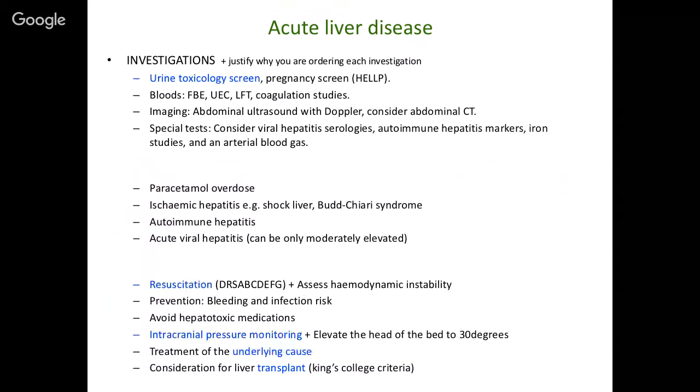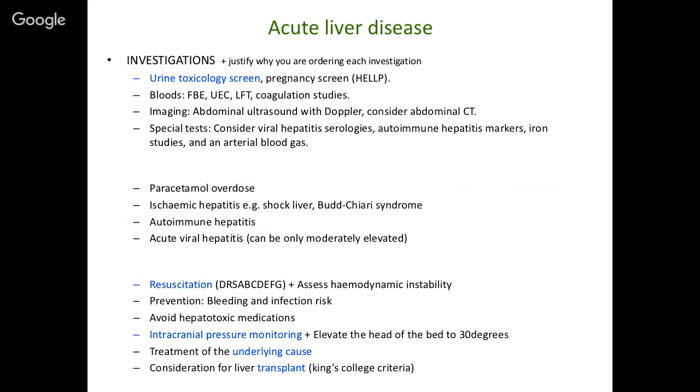In terms of investigations, whenever you're ordering investigations, it's always good to justify them. So a urine toxicology screen is important, especially for paracetamol toxicity. Pregnancy, there's something called HELLP. You can look it up later if you want, but it's generally seen in preeclampsia. There's lots of blood tests you can do. Obviously, the specific ones, or the important ones here, are LFTs.